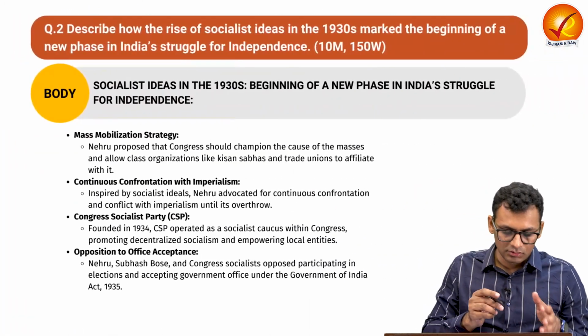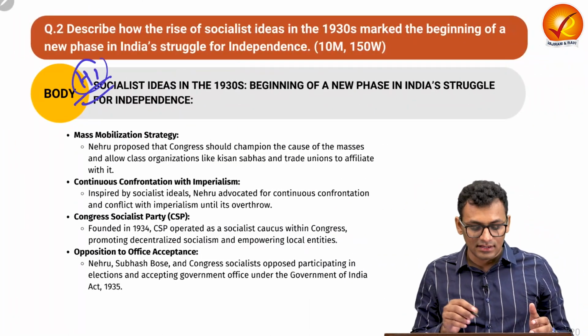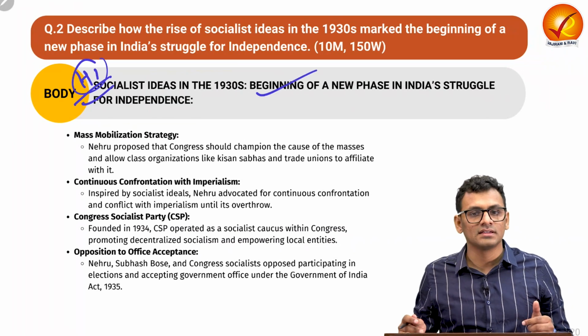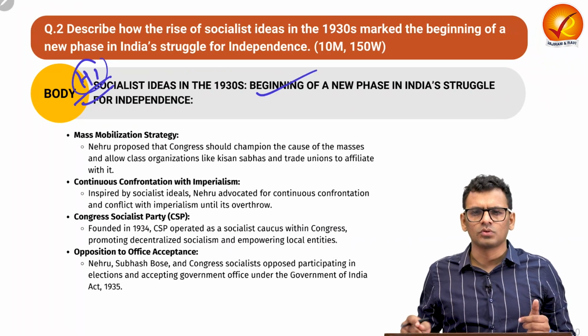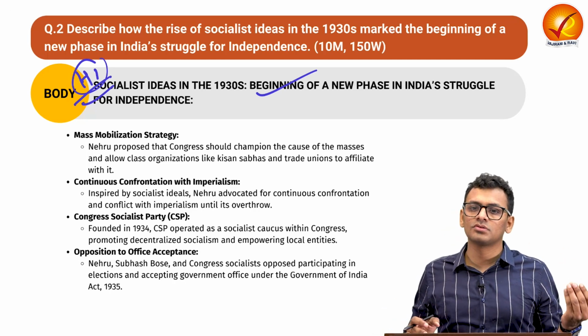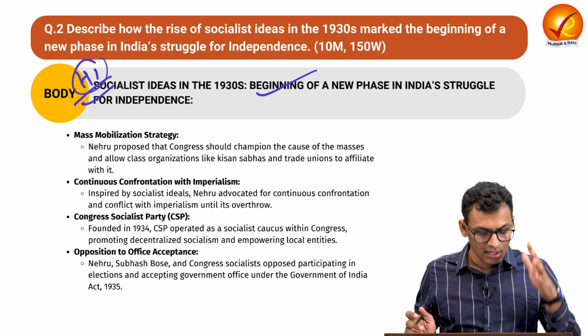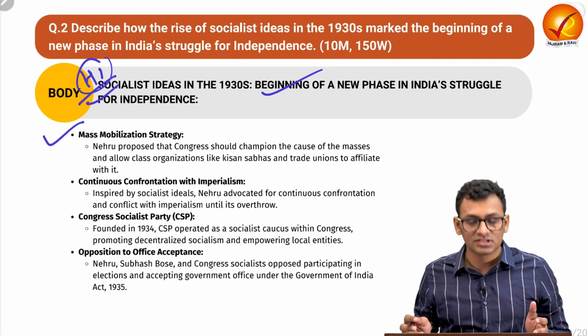In the body, you can give out a heading: how exactly the socialist ideas in the 1930s began a new phase in India's struggle for independence. Over here, you have to talk about how different kinds of parameters related to socialism were inculcated in the philosophy behind India's freedom struggle. Firstly, you can talk about mass mobilization strategy.